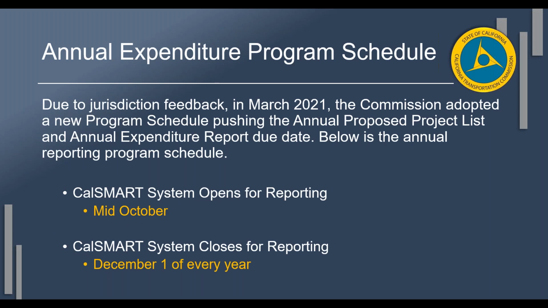So just to get started, this is the annual expenditure program schedule. Back in March 2021, after significant outreach and discussion with our jurisdictions and program stakeholders, we took the steps to adopt and amend the program guidelines that amended our program schedule. And so now you report December 1st of every year. This has not changed. This has been consistent actually since COVID-19 impacts and the pandemic hit. This is the alteration that we had made, and now we've stuck with it. It seems to work out better for everybody that we have this particular schedule now.